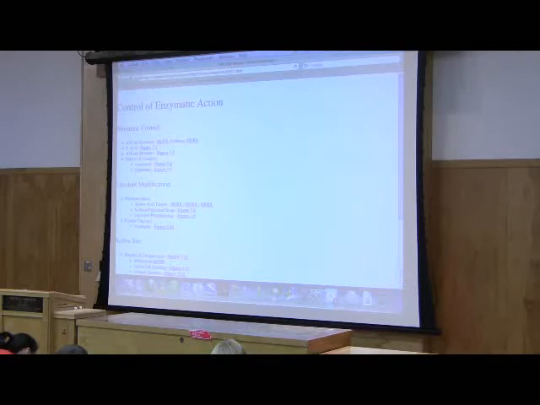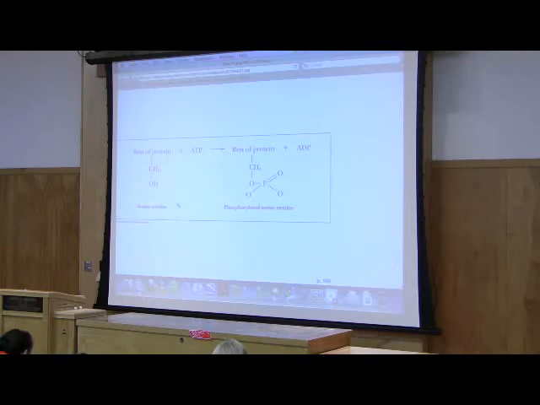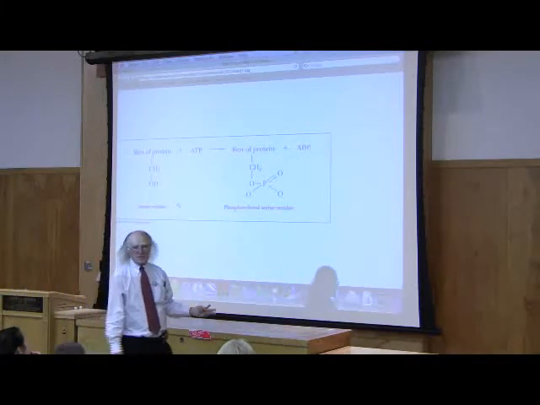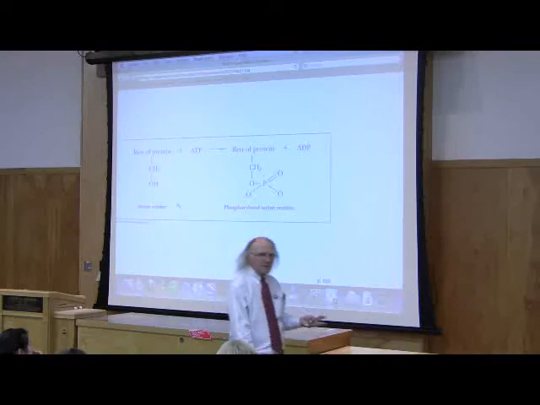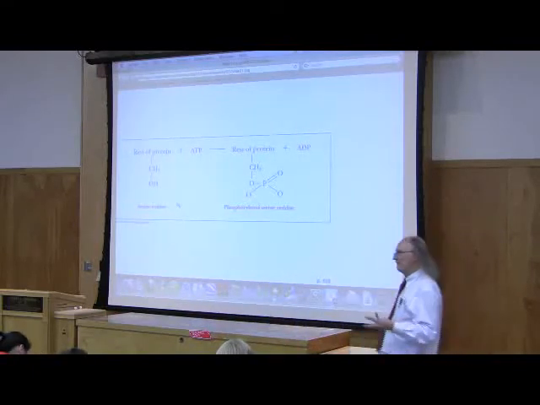Well, where do we put phosphates onto proteins? There are three places. One is the amino acid serine, because serine has a side chain of a hydroxyl group. All of the amino acids that get phosphates put onto them have hydroxyls in their side chain, and there are only three of them. Serine, threonine, and tyrosine.